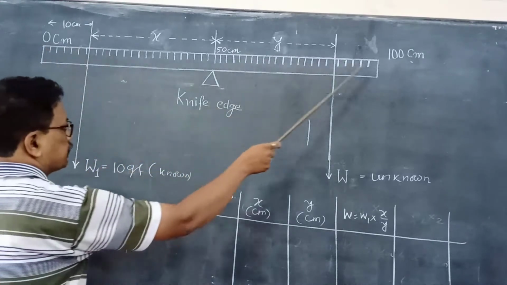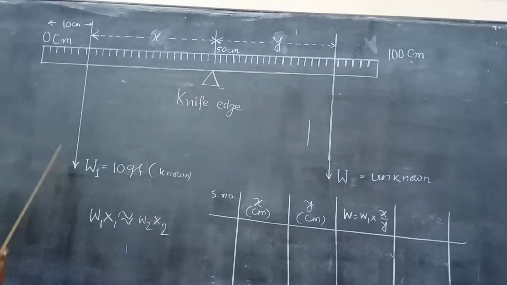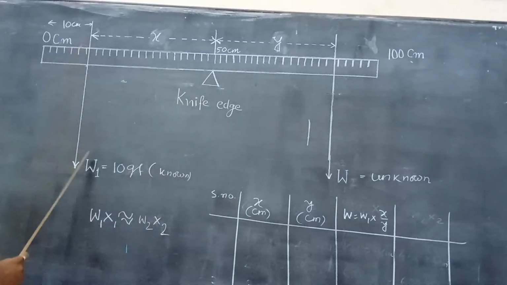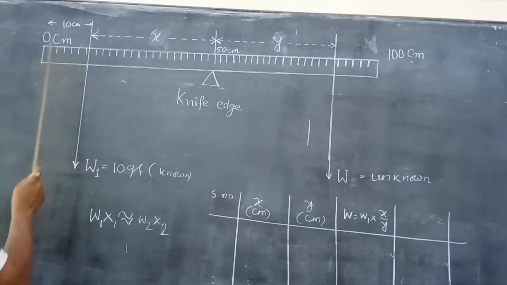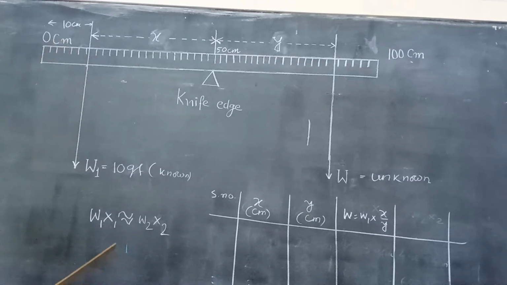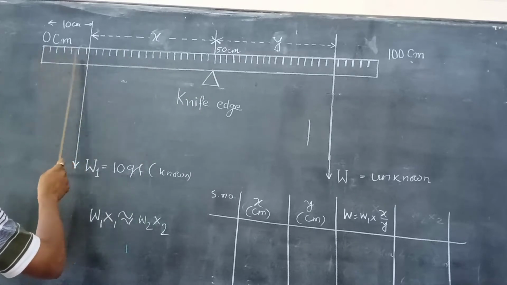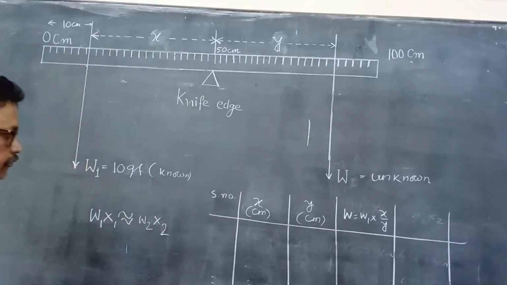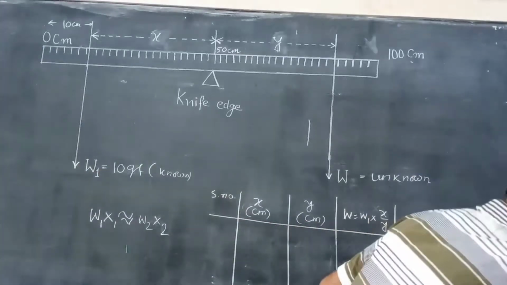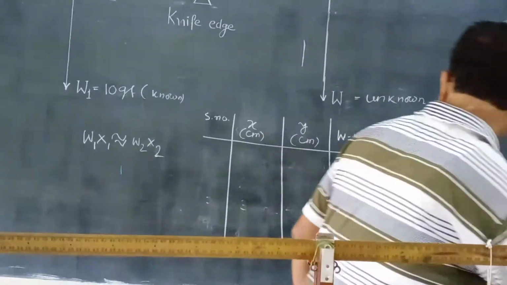Here is the meter scale, which has its fulcrum at the 50 centimeter mark. For the first observation, we are keeping this W1, or 10 gf weight, at a distance of 10 centimeter from one end, which is at a distance of 40 centimeter from the fulcrum. Here is the table in which we are going to book our readings.